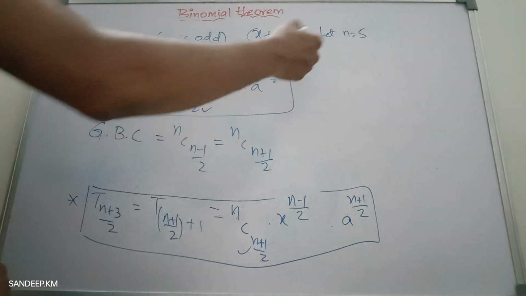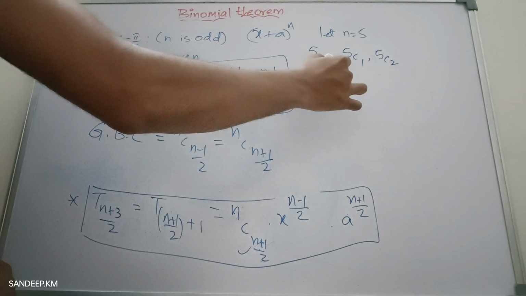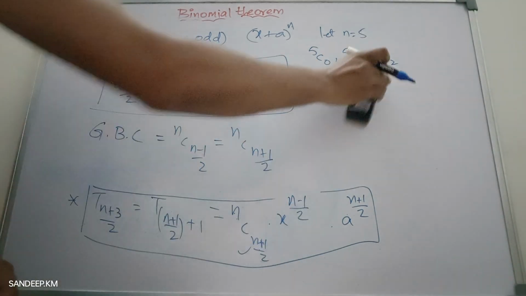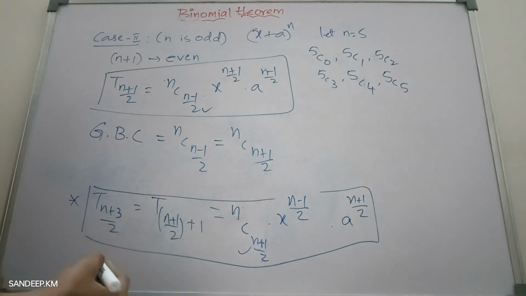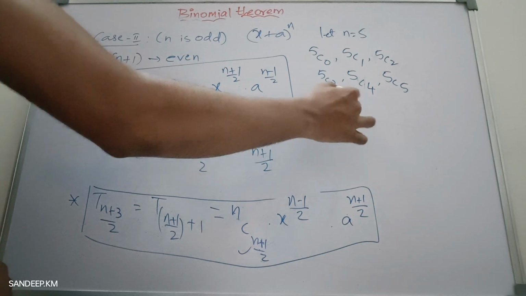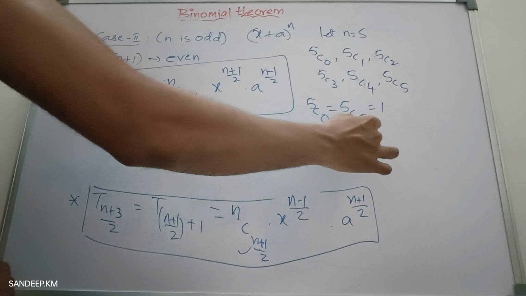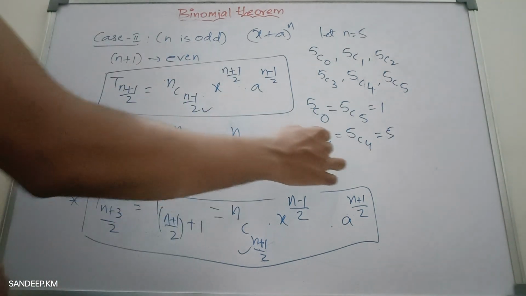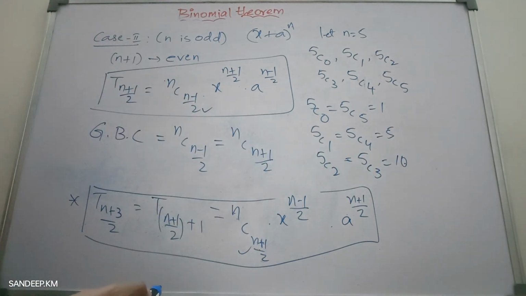Odd number, right? So the binomial coefficients are 5C0, 5C1, 5C2, 5C3, 5C4, and then 5C5. Both 5C0 and 5C5 are equal to 1. 5C1 is equal to 5C4, both are equal to 5. And 5C2 is equal to 5C3, both are equal to 10. Yes, 5C2 is equal to 5C3, which is equal to 10.